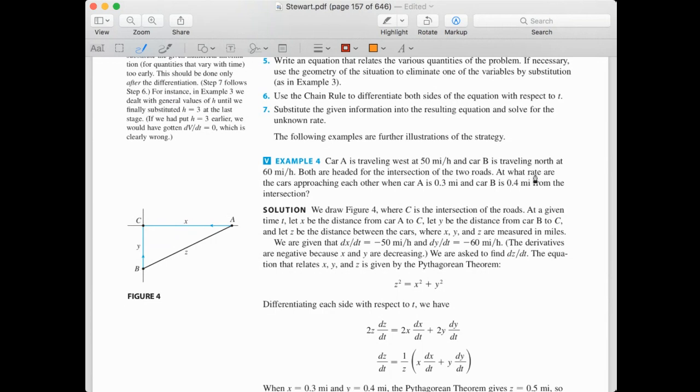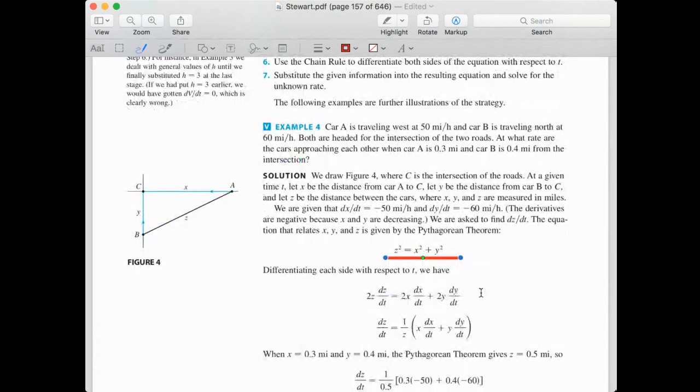Question: at what rate are the cars approaching each other when car A is 0.3 miles from the intersection C? That means the x value is 0.3. And car B is 0.4 miles from the intersection, which means y equals 0.4. Okay, we see a right triangle here, right? Let's call the distance from A to B z. So we form the equation z squared equals x squared plus y squared by Pythagorean theorem.